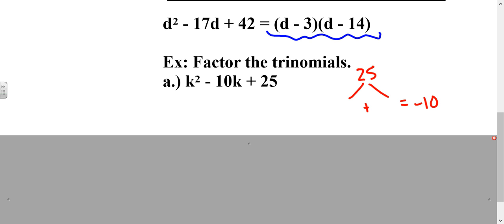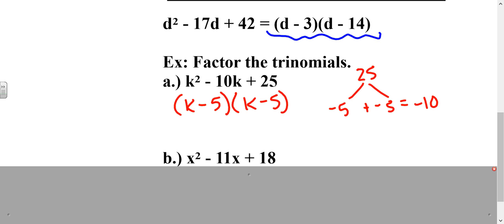So again, both my numbers are going to have to be negative. So I've got negative 1 and negative 25. That doesn't work. And so the only other numbers that multiply to be 25 would be negative 5 and negative 5. So I would write my binomials as k minus 5 times k minus 5.